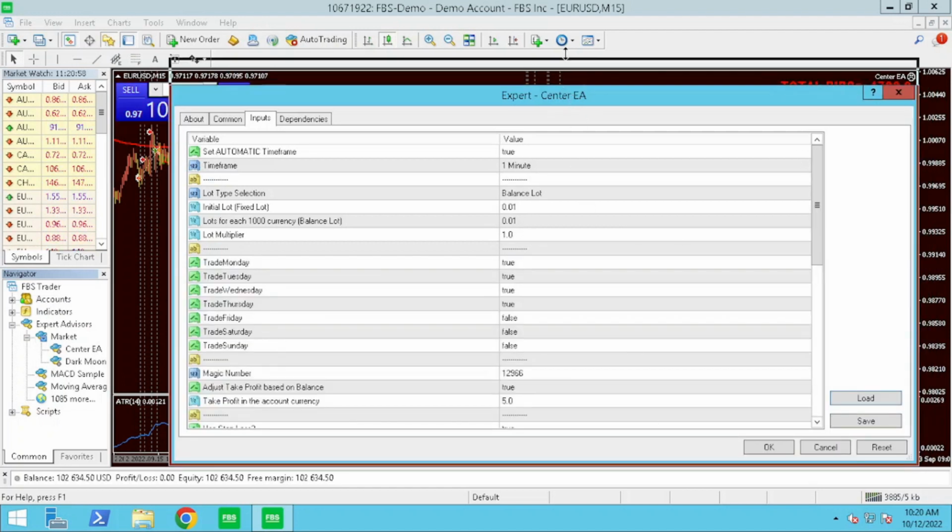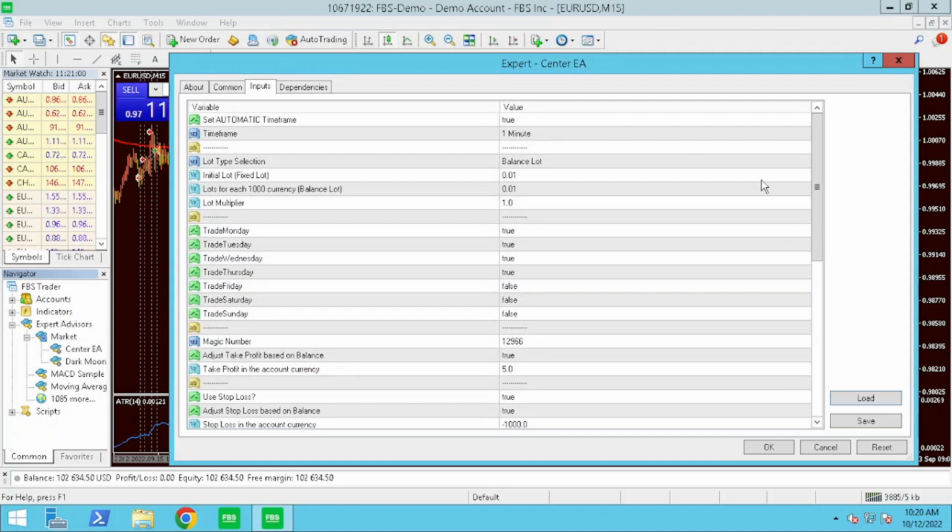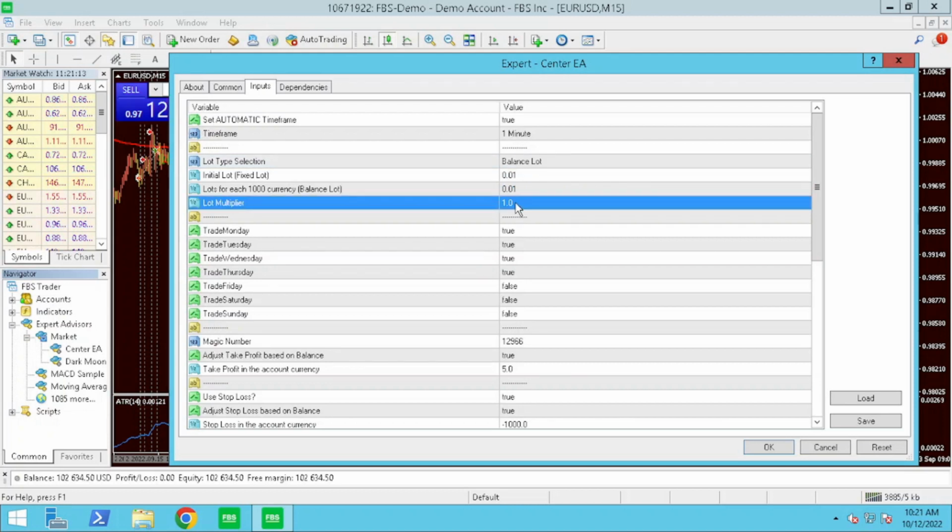Firstly, I have changed the lot selection type from fixed to balance lot. This means the bot will adjust the lot size according to the account balance. I have left the multiplier at 1 so additional trades taken in the grid are all the same size. Next, trading days are still the same, with Trade Friday set to false.